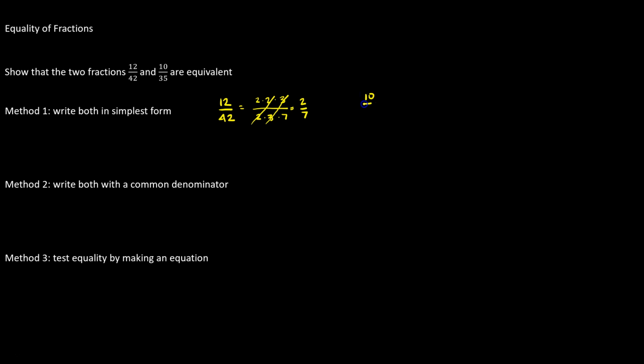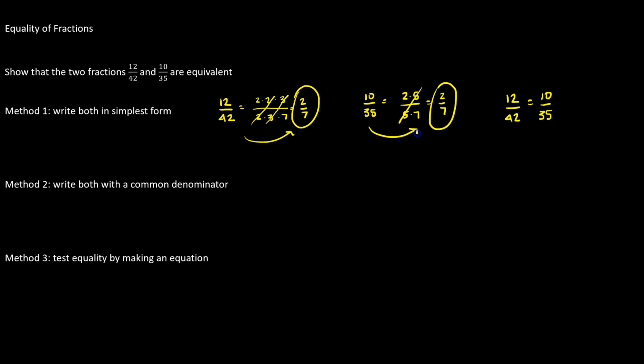And then let's look at 10 over 35. 10 is just 2 times 5, and 35 is 5 times 7, so we can divide off the 5's, and we get 2 over 7. Now, the simplified version of each fraction comes to the same value, therefore we know that they are equal. 12 over 42 is equal to 10 over 35, because in simplest form, they're both the fraction 2 over 7.